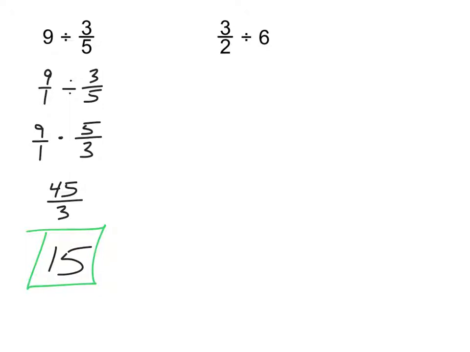Second one, same basic idea. I start by turning the whole number into a fraction. So it becomes 3/2 divided by, because I'm not flipping it yet, 6 over 1. Now that I've gotten both as fractions, I go ahead and flip and multiply.